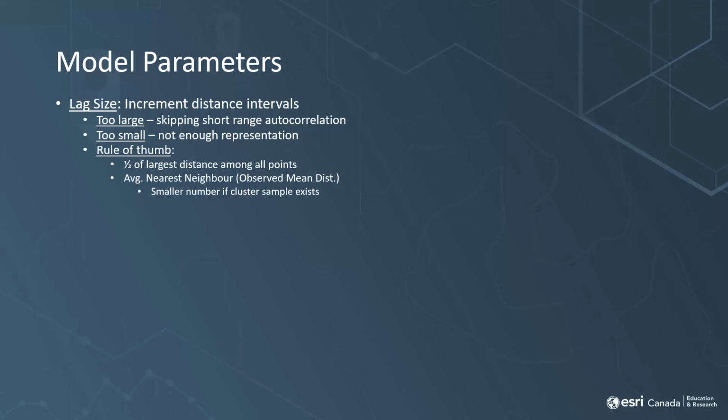The rule of thumb is to take half of the largest distance among all points divided by the number of lags. For example, the largest distance between 2 sample points is 100 kilometers and you want to set the number of lags to 10. The lag size would be set to 5 kilometers. Another way is to execute the average nearest neighbor tool in ArcGIS Pro and take the observed mean distance. If your sample happens to be clustered, then go for a smaller number than the observed mean distance value.